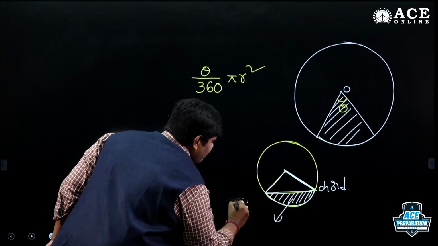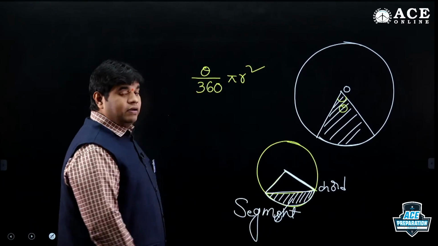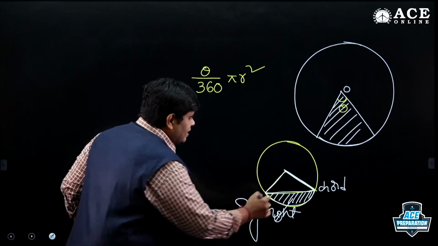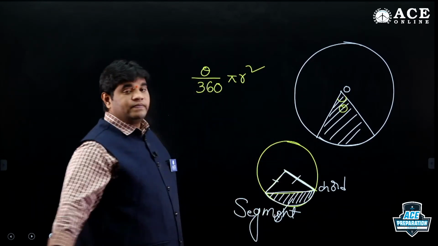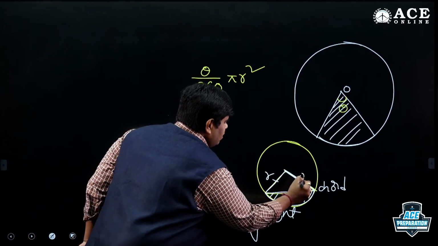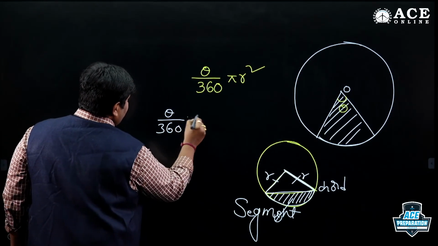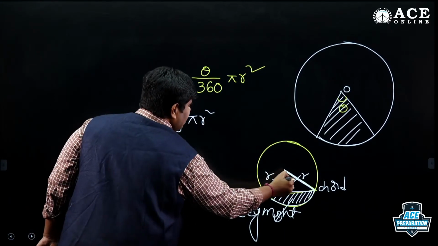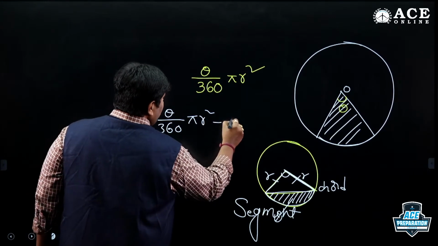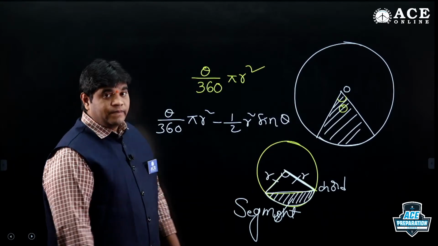This is called, friends, segment. I want the segment area. I want segment area means simply logic: the sector area minus the triangle area. This is radius, this is also radius. So sector area is theta by 360 pi r square. Two sides given, theta is also given, because theta we compulsorily need. So minus half r square sin theta. This is called segment area.